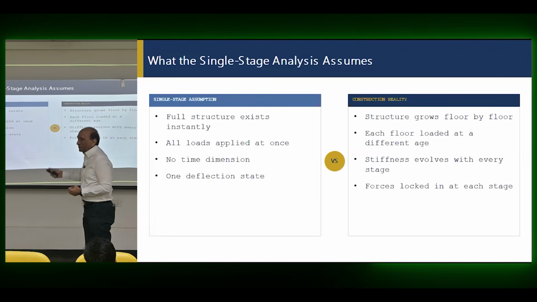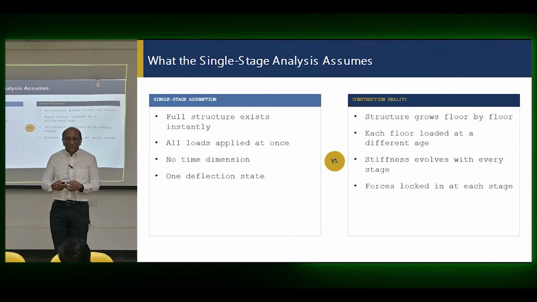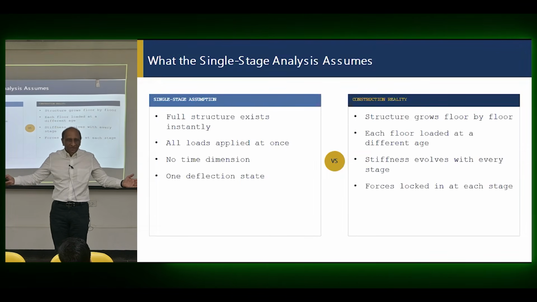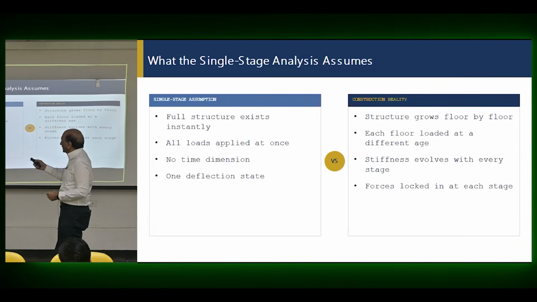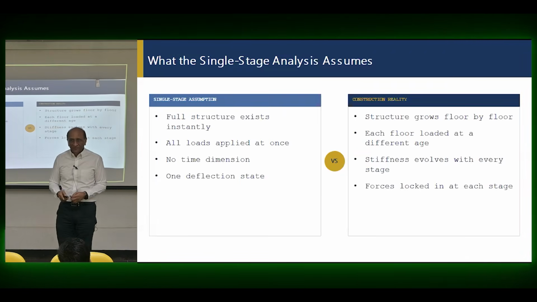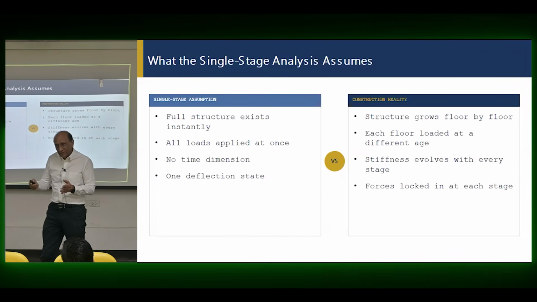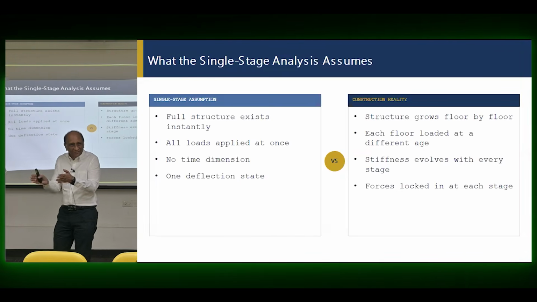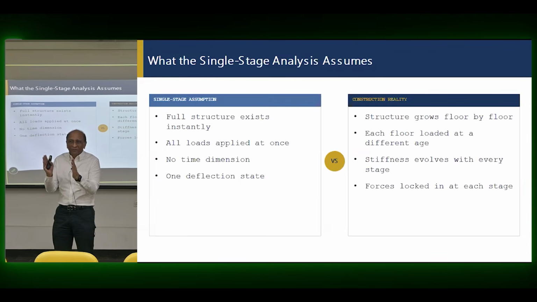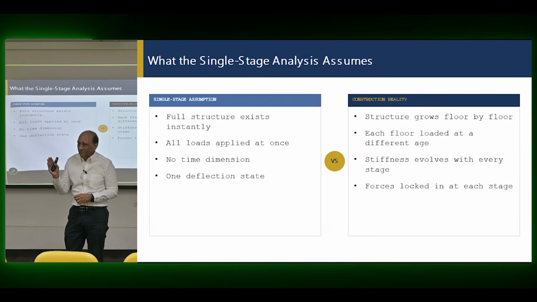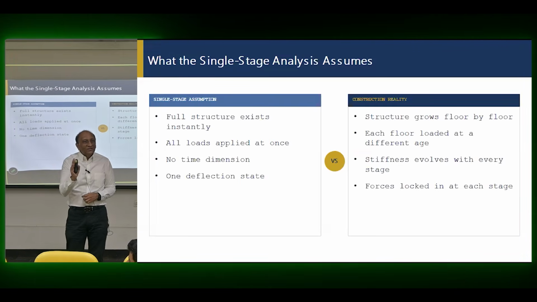Then, no time dimension. This building was constructed in 1 year. Your analysis doesn't take into account that 1 year. So how did you miss all of that? Then one deflection state. We only look at one deflection state at the completed building. But actually, when the building is being constructed, it is being deflected this way, and people are making corrections all the time during construction.